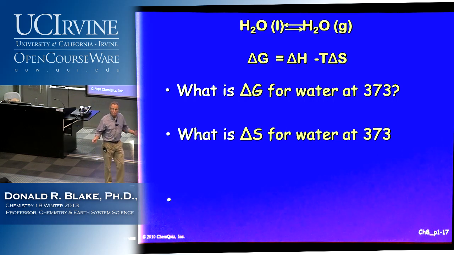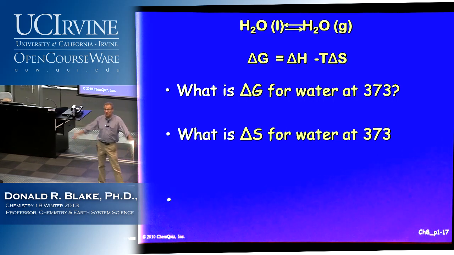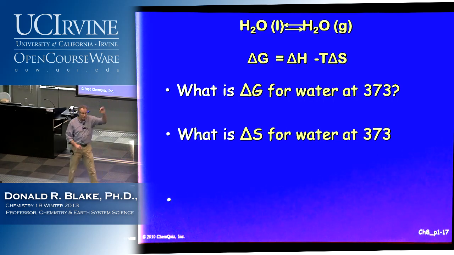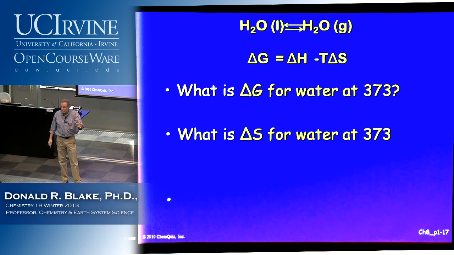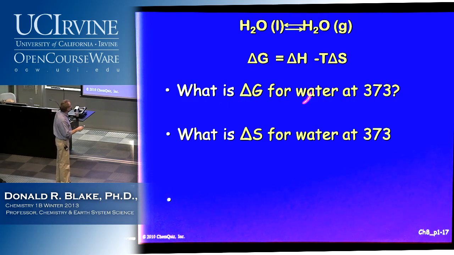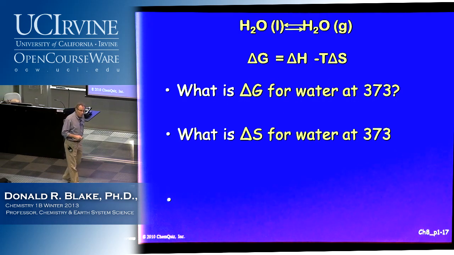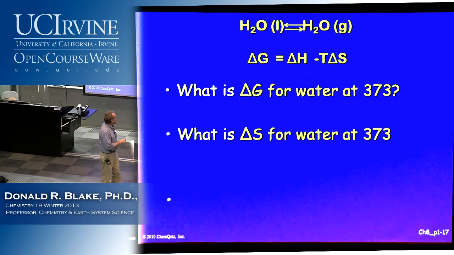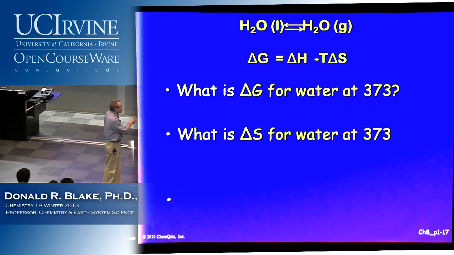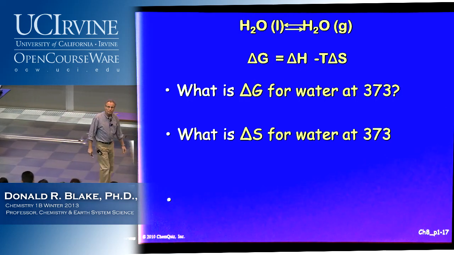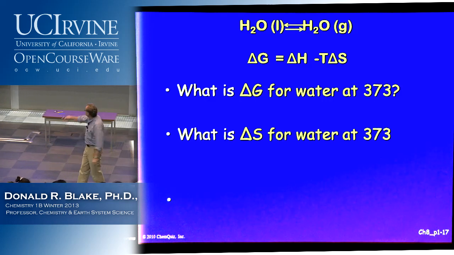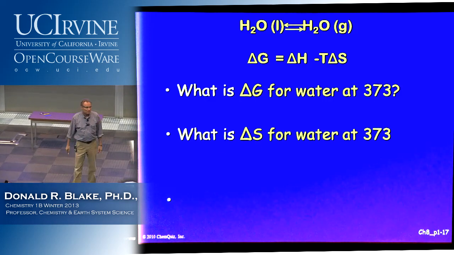So we don't have to figure out delta G because we know delta G. Delta G is equal to 0 because you're at equilibrium between the liquid and gas, or the liquid and solid. Anytime you're at 0 degrees Celsius or 100 degrees Celsius with water, this is equal to 0. So folks, look at this equation. What if this is equal to 0? How are we going to figure out what is delta S?